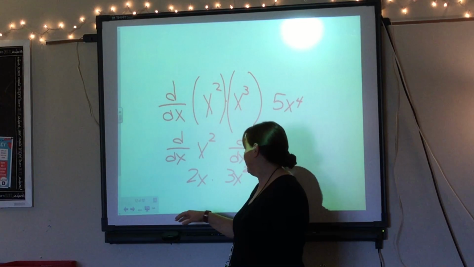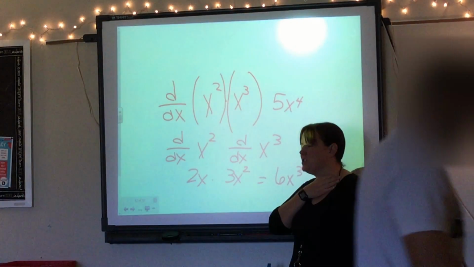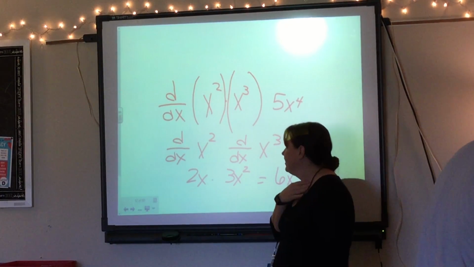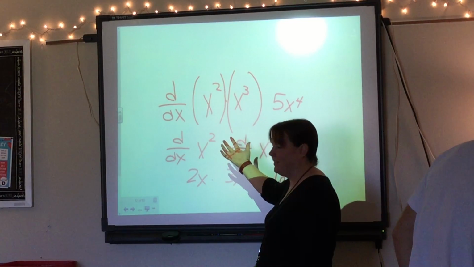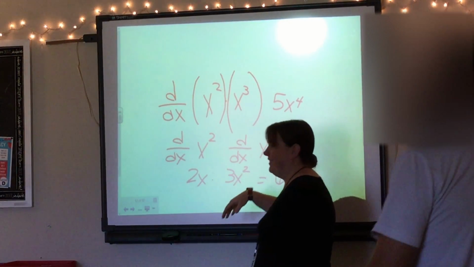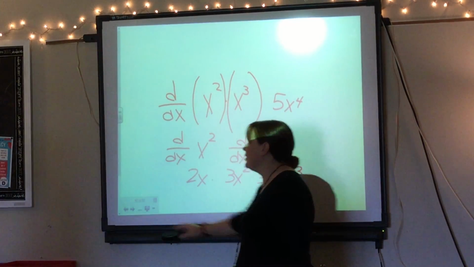Now that I've confused you sufficiently, the question is, what do we do when we have 2 things multiplied together? Multiply them together. Well, we could. We could multiply them together.